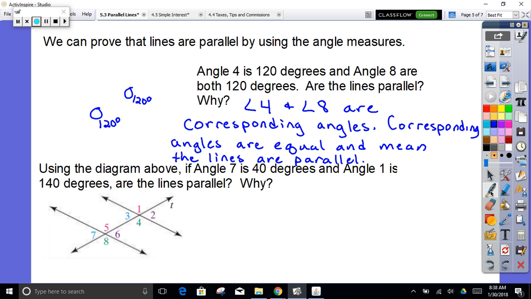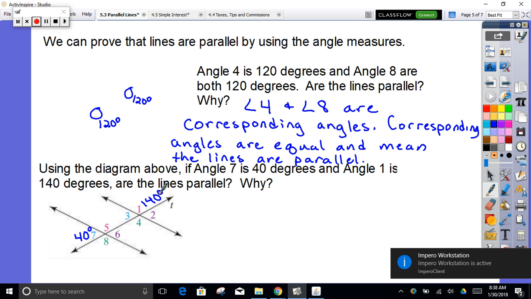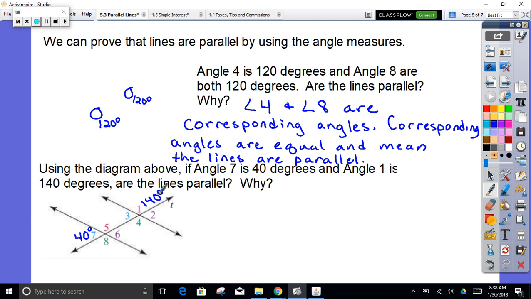If angle 7 is 40 degrees, so here's angle 7, we're saying that it's 40 degrees, and angle 1 is 140 degrees, are the lines parallel? Now we don't know anything about these two angles as far as being an angle pair. They are not corresponding. They're not alternate interior. They're not alternate exterior. But is there a way we could say, by maybe finding some of the other angles, that we could tell whether those lines are actually parallel?